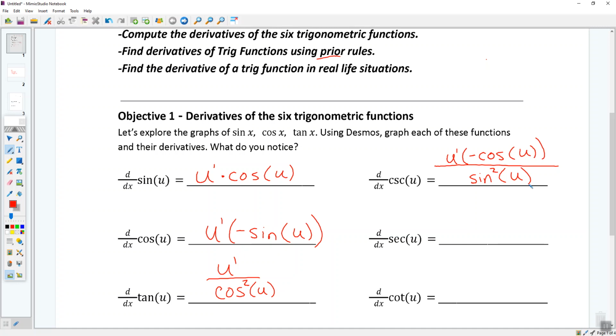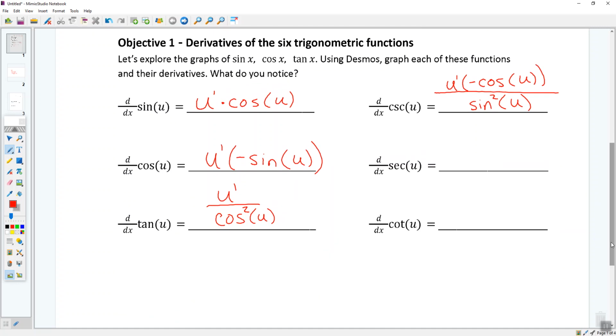Now again, do you think you're gonna see a ton of cosecants? Not really, okay? Your secant one, my friends, I'm gonna make sure I've got the right one. This is gonna be u prime times the sine of u all over cosine squared of u. Okay, those are going to be your two difficult ones right there.